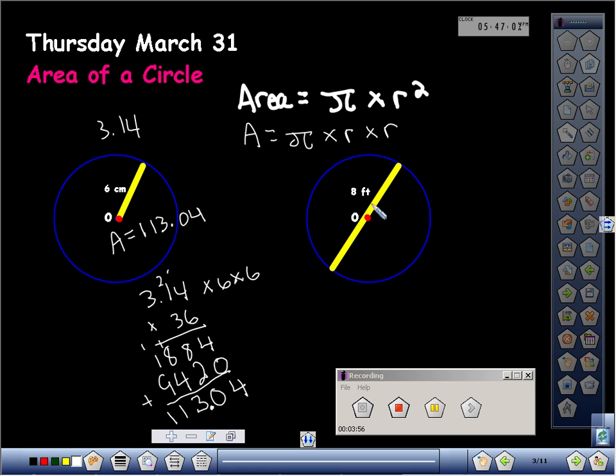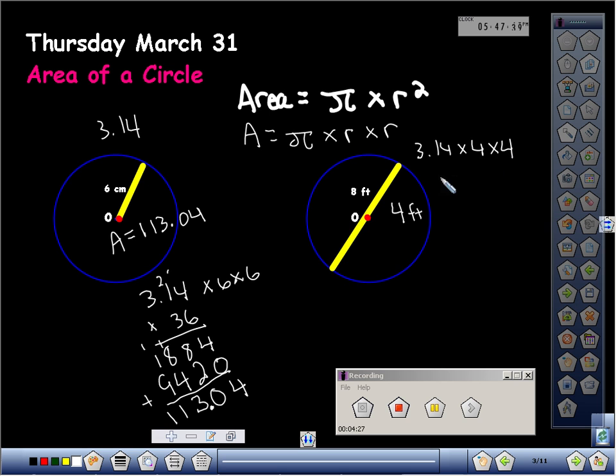Now let's look at this second one. Notice on this one they're giving us the diameter. If you remember back to what we learned previously, the diameter is double the radius. So if the diameter is 8, that would make the radius what? You guys said 4. You're exactly right. So 4 feet would be the radius. Now we're going to plug in that same formula. So it would be 3.14 times 4 times 4.